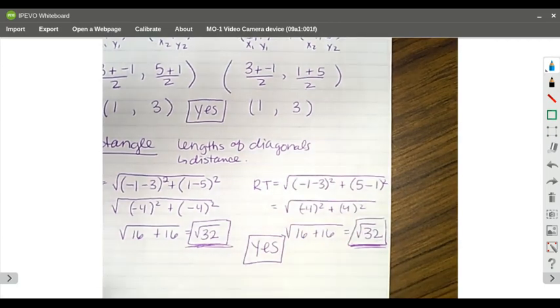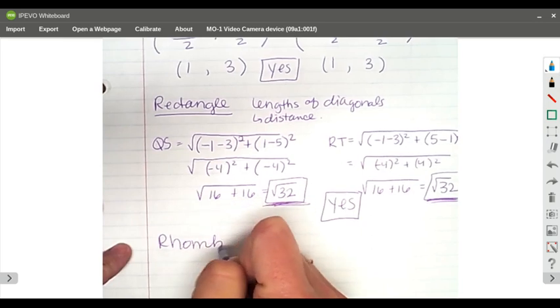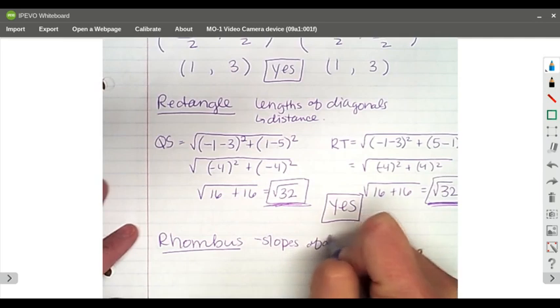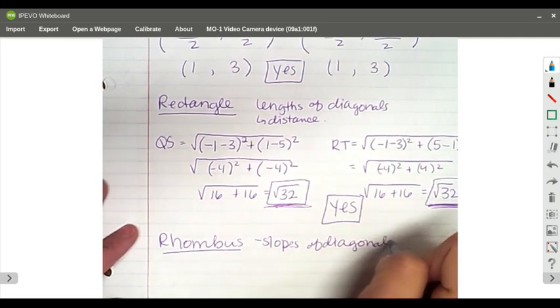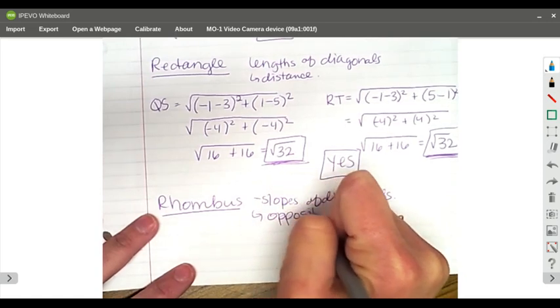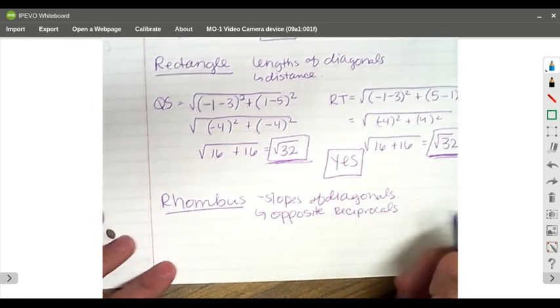Now we're going to do the rhombus test. The rhombus test is we test to see if the diagonals are perpendicular. If it is in fact a rhombus, then we would have yes, yes, yes, which means it has all the properties, and that would make it a square, which we can talk about after. Okay, so then lastly we have rhombus. For rhombus, we want slopes of diagonals. And we don't want them to be the same, remember? We want the slopes to be opposite reciprocals. So opposite signs and reciprocals of each other, meaning like they're flipped.